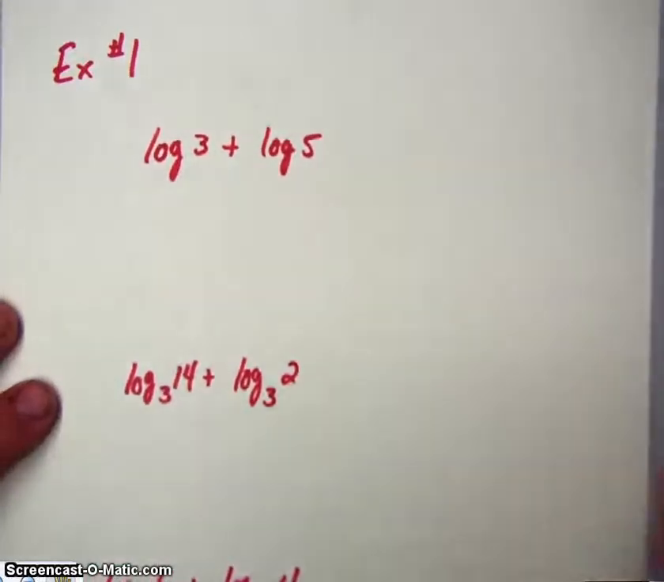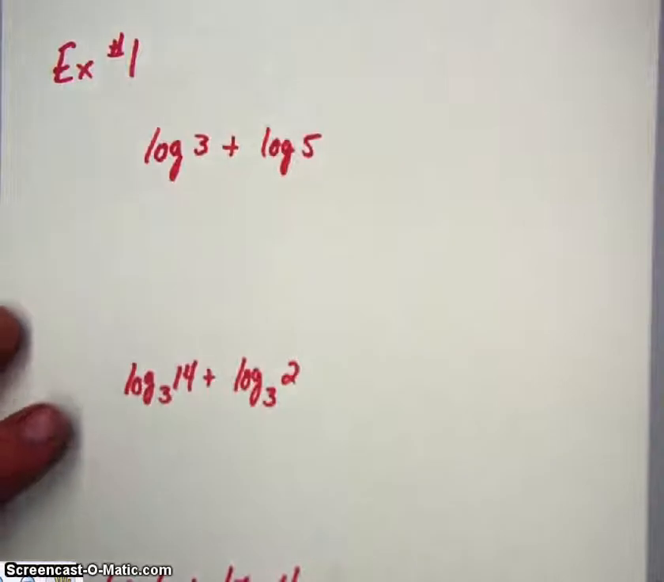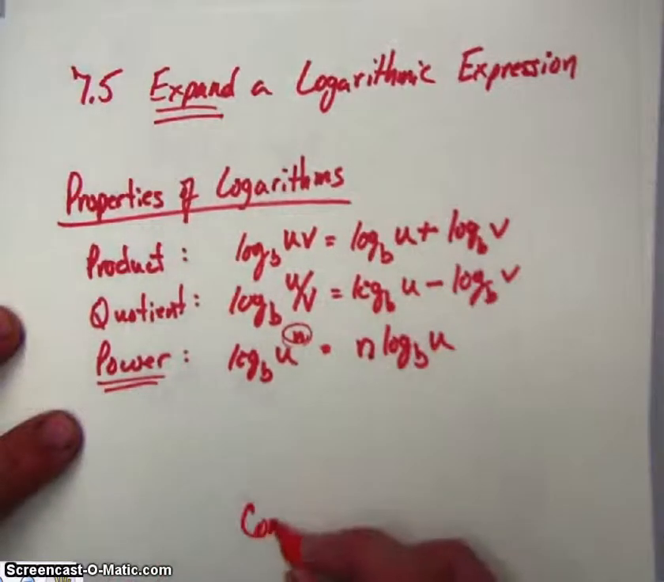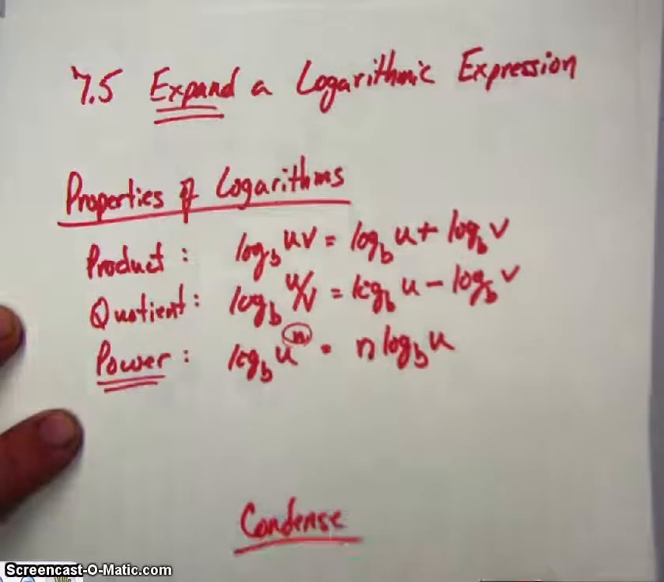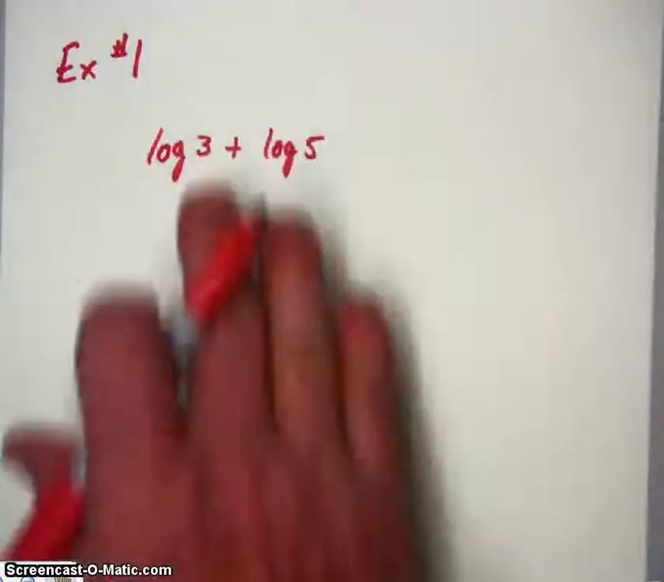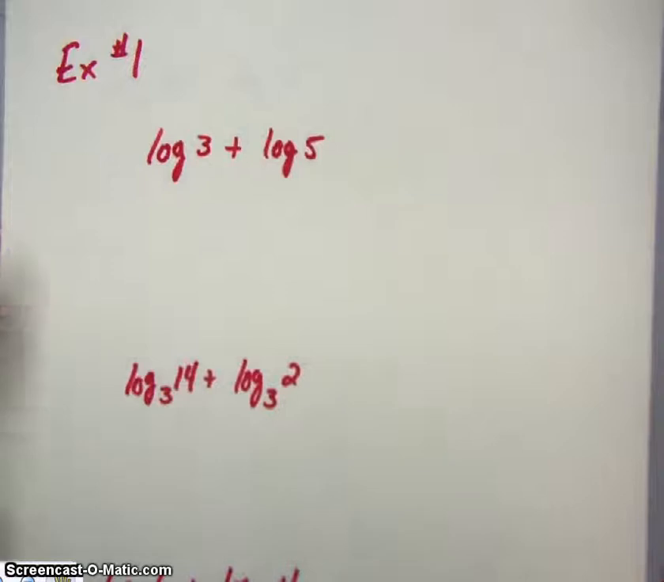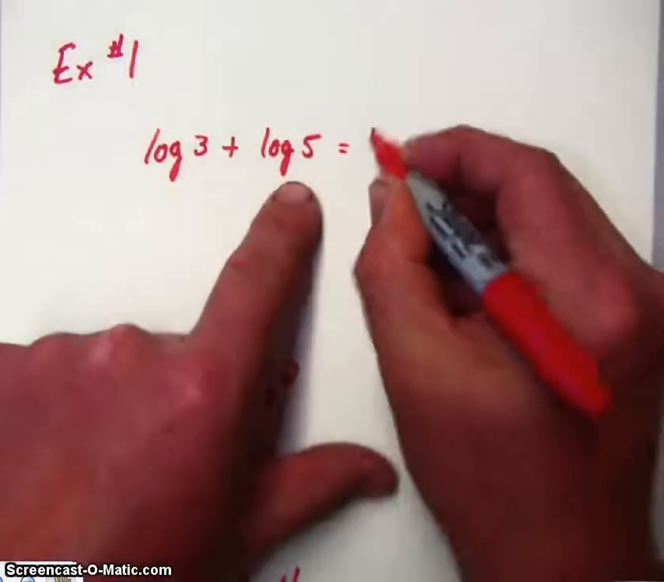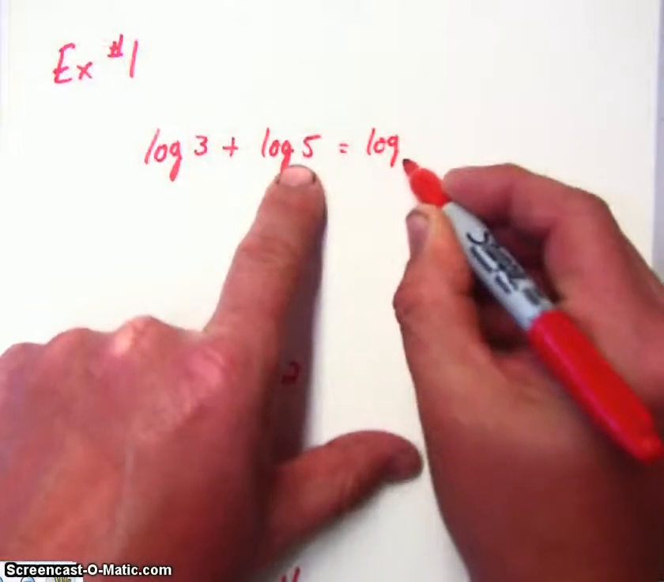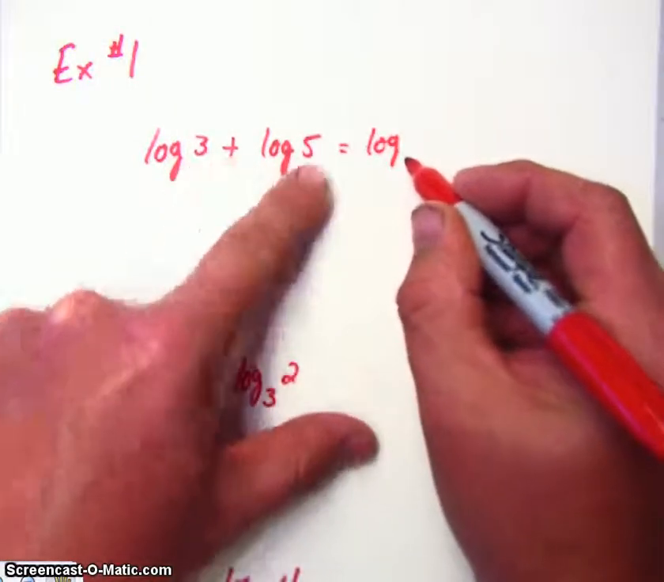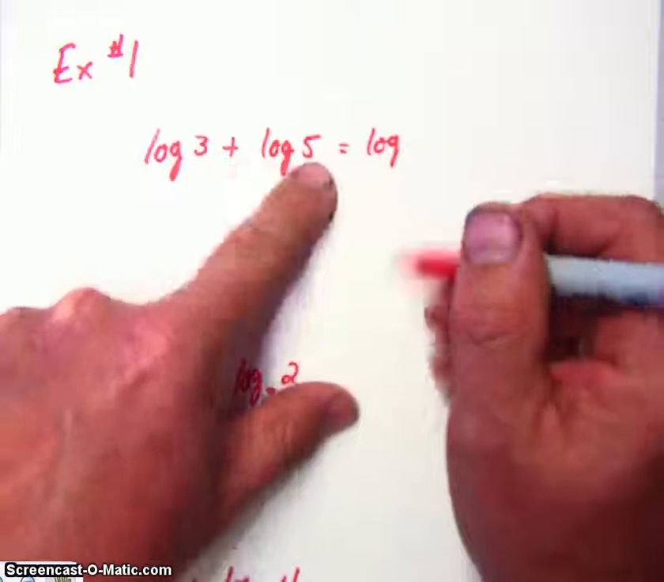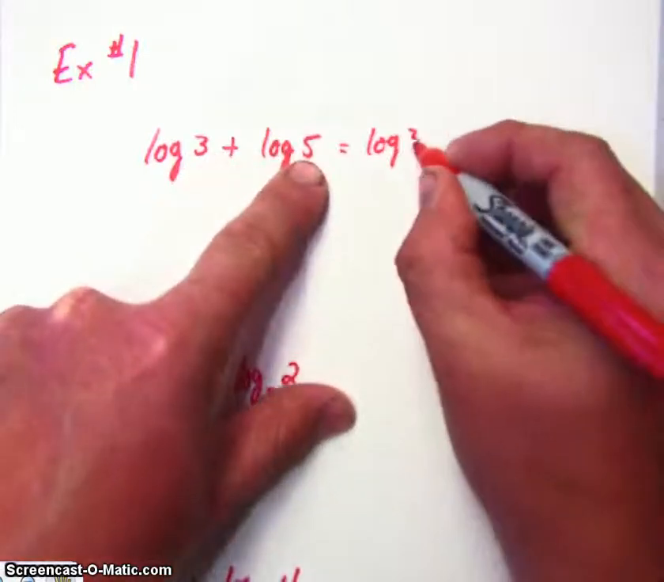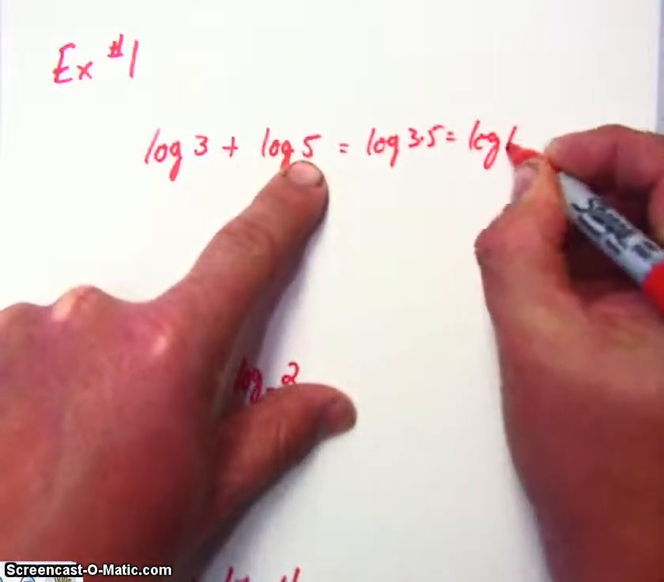So the first example, actually these are already expanded. So what I'm going to do is I'm going to condense first. I'm going to condense these and then we'll do some examples where we expand them. Note here both logs are the same, so I write log of the same base, so I'll just leave that blank. 3 plus 5. Well, plus in logarithms means I multiply, so it'll be 3 times 5, which is log of 15.